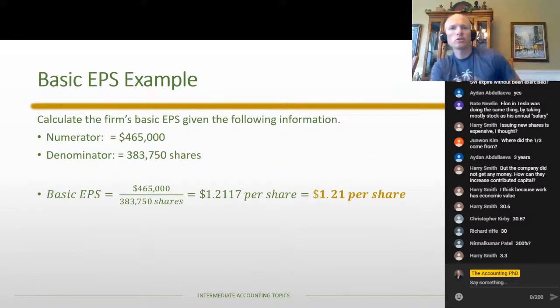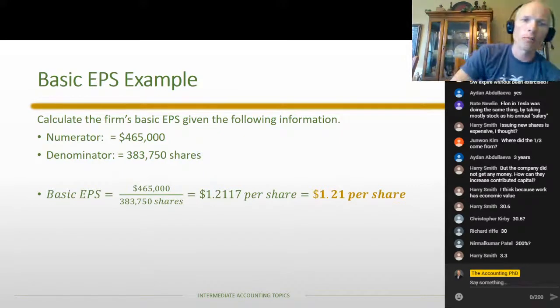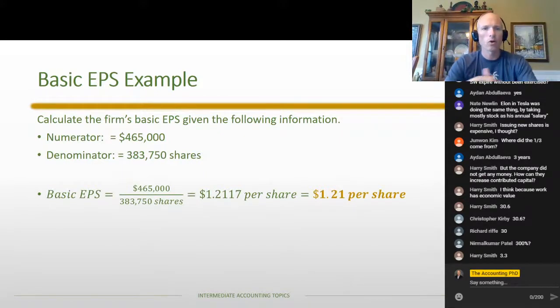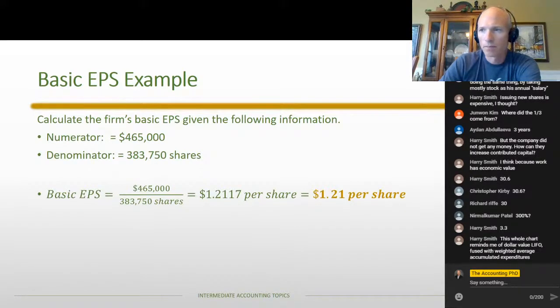All right, so then to the actual earnings per share. So our basic earnings per share then is the numerator over the denominator. Now the one thing to highlight here is when we report our basic earnings per share, we report it to the nearest penny. And so we would report $1.21 per share.